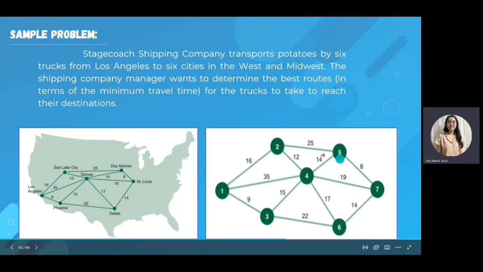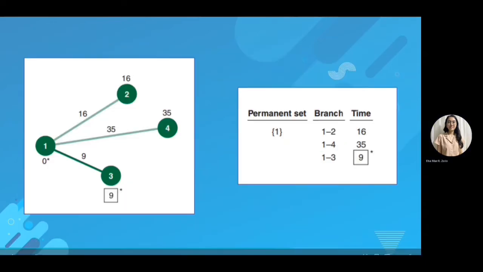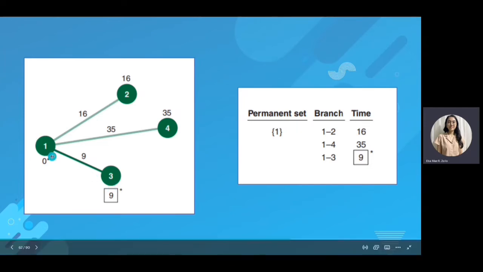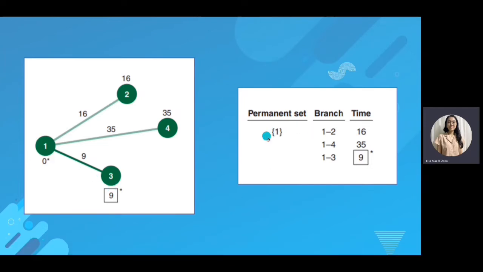Para mas madali nating ma-imagine, I presented the system of truck routes as a network. Since sa Los Angeles ang origin or panggagalingan ng trucks, automatic yun ang node 1. Then the other nodes, pwedeng random na yung pag-assign ng numbering. Node 1 is part of the permanent set since there is no route to it. Walang papasok dahil palabas sa kanya lahat ng trucks.